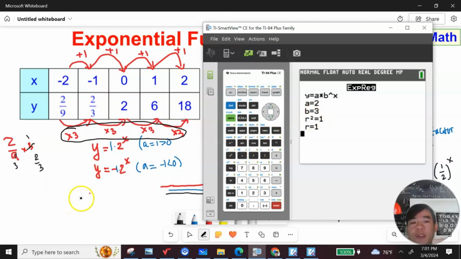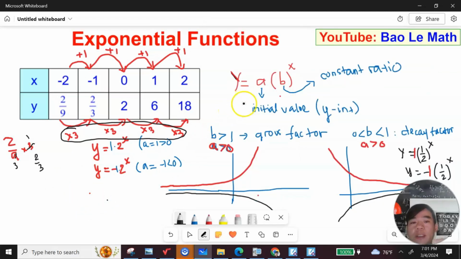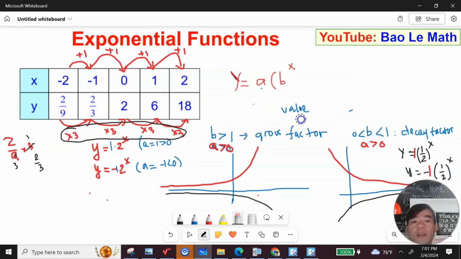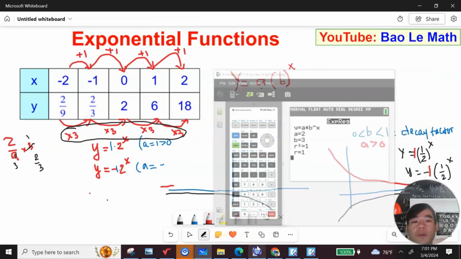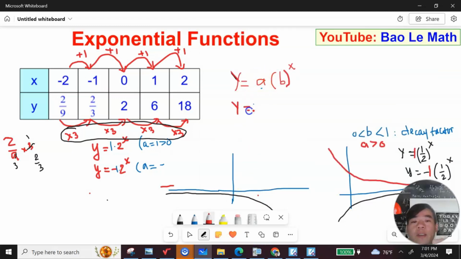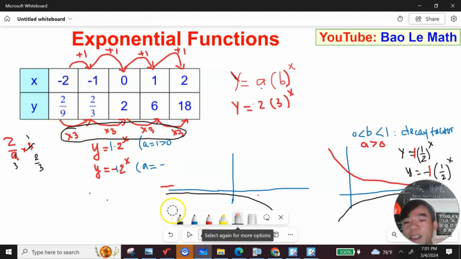So I have exponential a equals 2, b equals 3, so the exponential function should be what? Alright, so a equals 2, b equals 3, so y equals 2 times 3 to the power s, okay? Now, without a calculator, we can find it easily. Look, this is a constant ratio, okay? This is a constant ratio, and it tells us this is b.